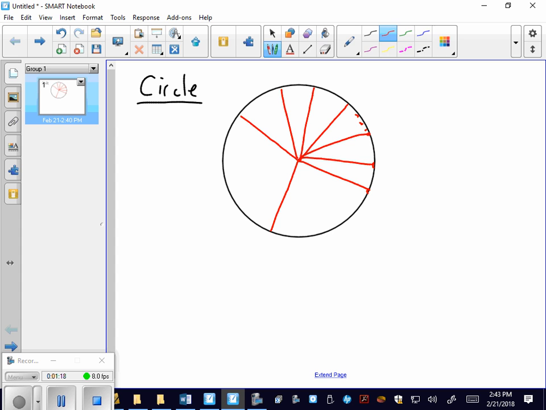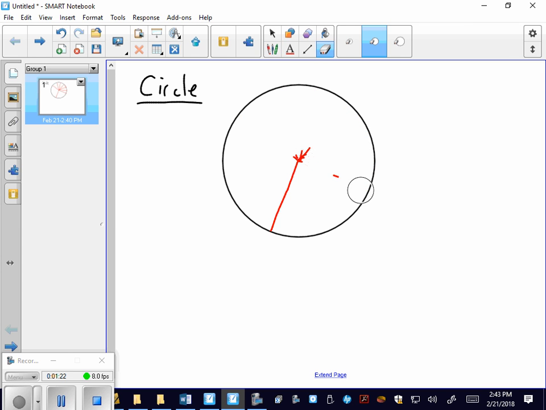So now I'm going to try and erase some of that. See if I can leave my center in there, or at least pretty close to. I'll just draw a new one. Oh, it's still there. Good. So every point that is equal distant away from the center.